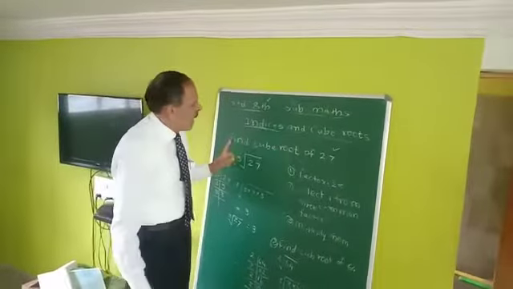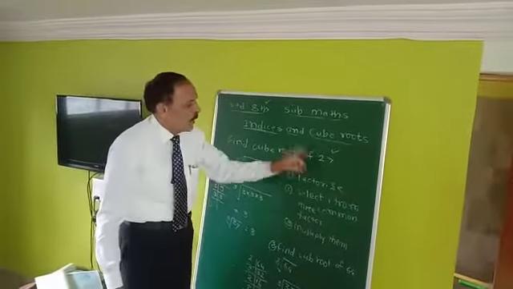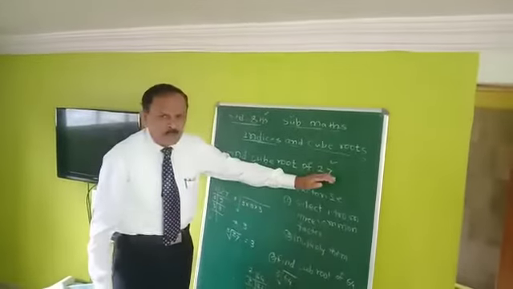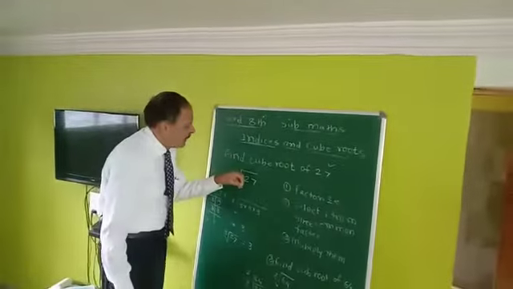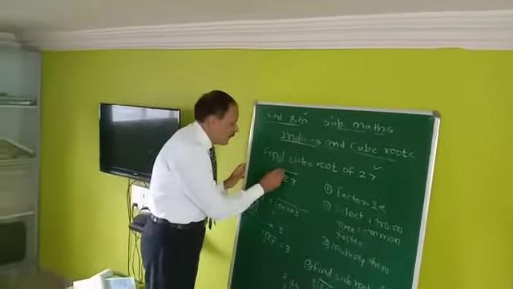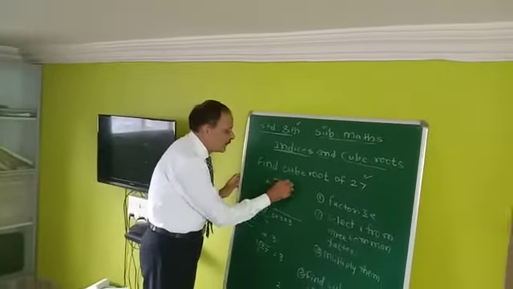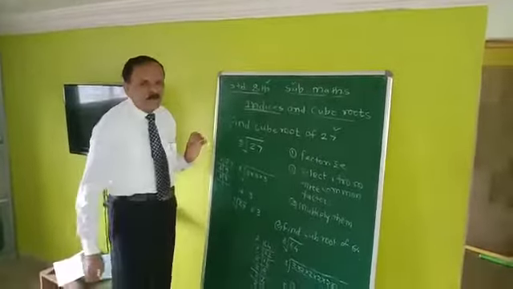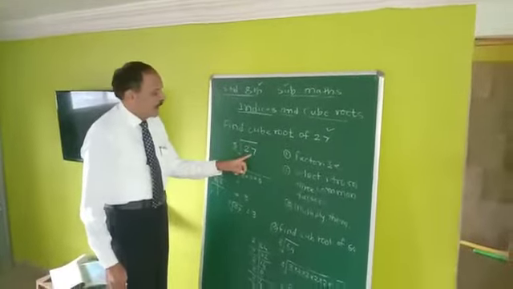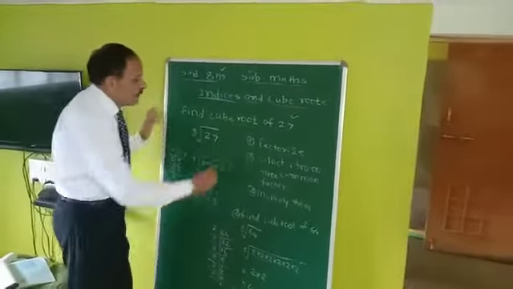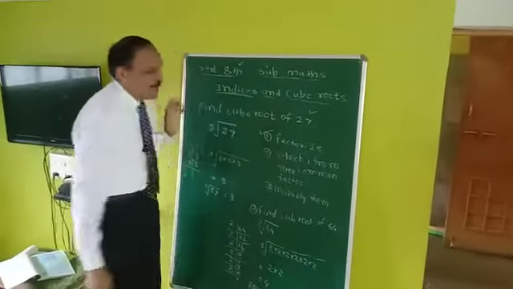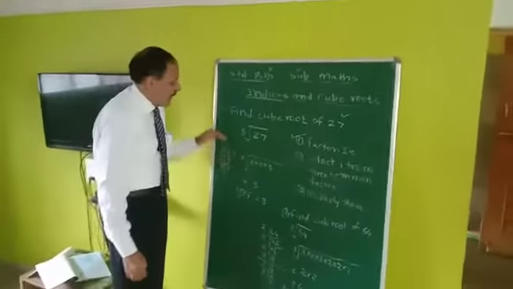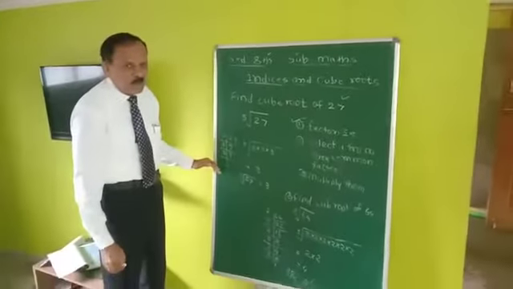Suppose we have to find the cube root of 27. Find cube root of 27 means take this 27 and put this sign, keep 3 in that sign and 27 here. Here we have to start with the factorization method. Mean take 27 and factorize it.